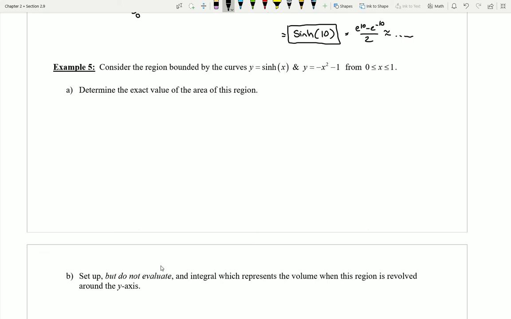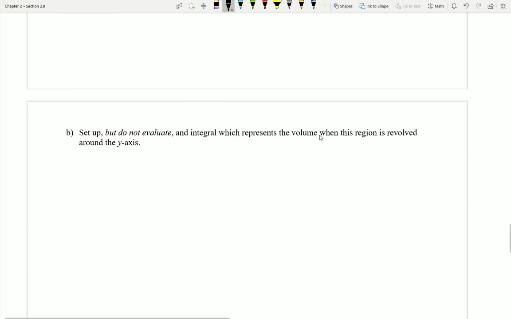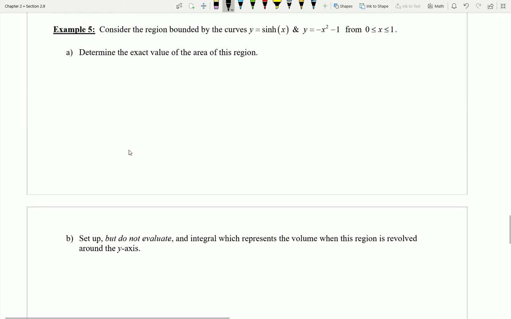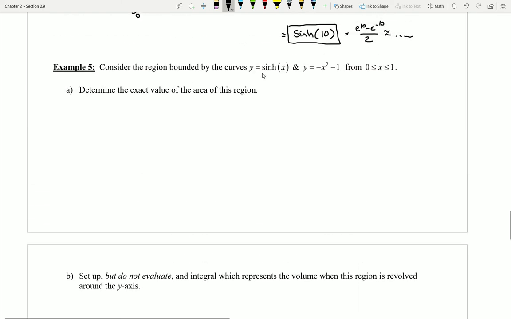So this will show you how these functions can be integrated into the ideas that we've covered so far. So notice here, in this example, I'm working with a region that's bounded by some curves that include a hyperbolic trig function. And I say, find the area of the region. So like a 2.1 question. I say, find the volume of the region when you revolve it around the y-axis. Again, I'm dealing with a 2.2 or a 2.3 question there. And I just happen to have one of these functions in the mix.